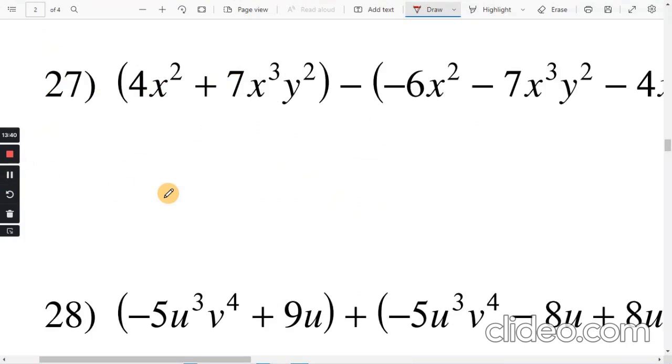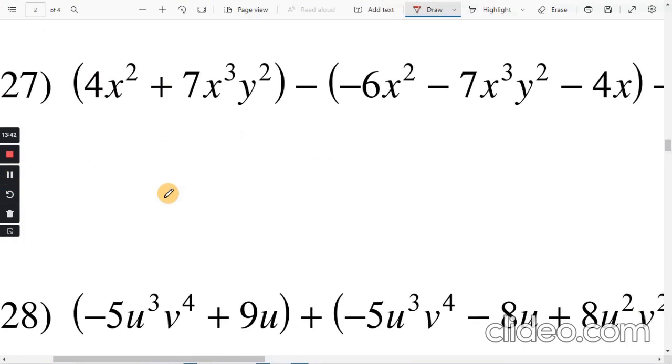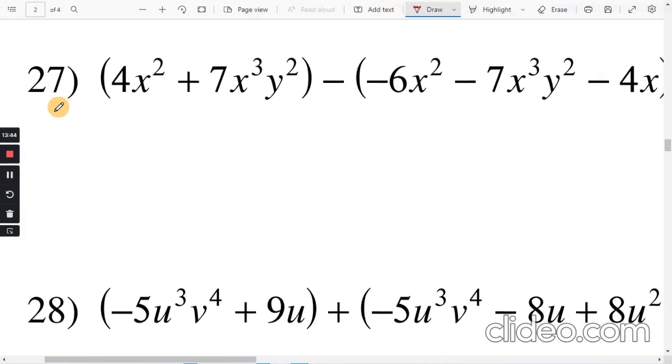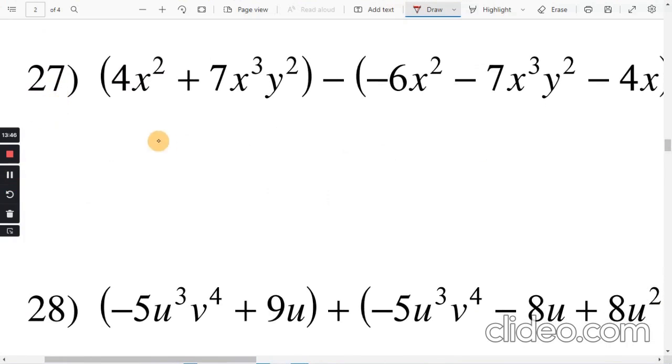All right, I'll show you one other method that's really the same thing on number 27 if you like to combine like terms vertically. All right, so I'll rewrite this here, 4x squared plus 7x to the 3rd y squared.